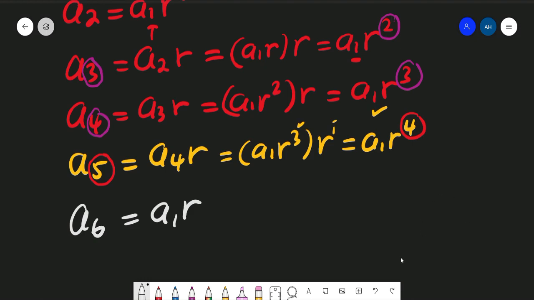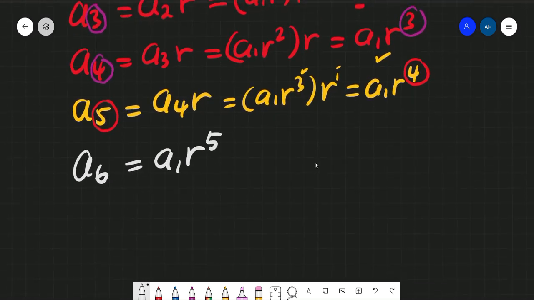Yes, we have to subtract 1 from this number 6. You see here, we get 4 when we subtract 1 from 5, right? Here we have 3, subtract 1 from 4. So we have 6 here, we have to subtract 1 from 6. So therefore here we have to have r to the power 5, right?